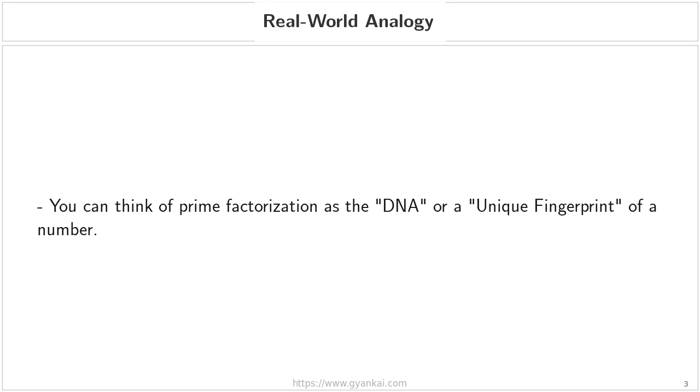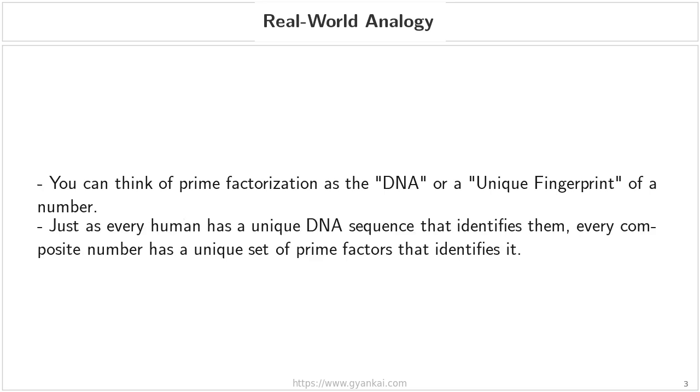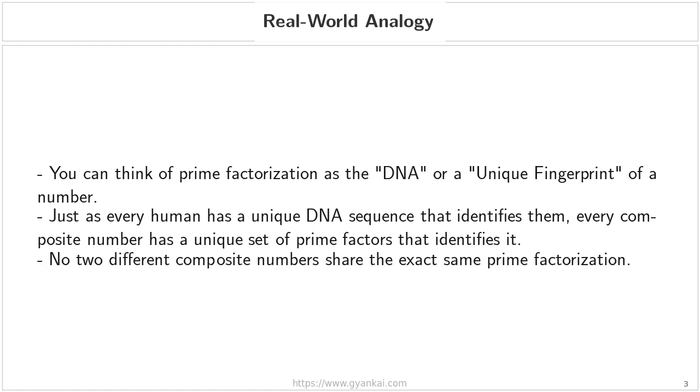You can think of prime factorization as the DNA or a unique fingerprint of a number. Just as every human being has a unique DNA sequence that identifies them and distinguishes them from everyone else, every composite number has its own unique set of prime factors that identifies it. This means that no two different composite numbers will ever share the exact same prime factorization. This brings us to our next point. Since this fingerprint is so specific, mathematicians use a standardized way of writing it down to avoid any confusion, which we will look at in the next slide.